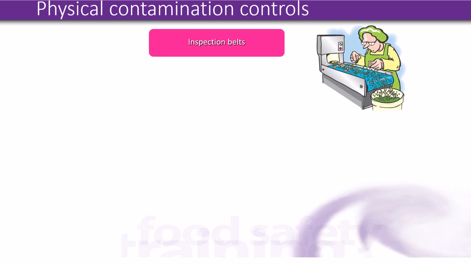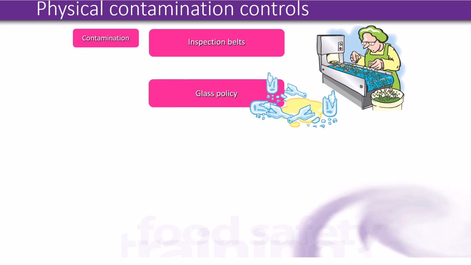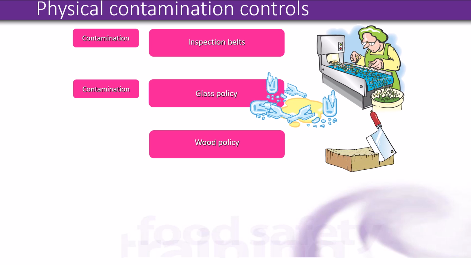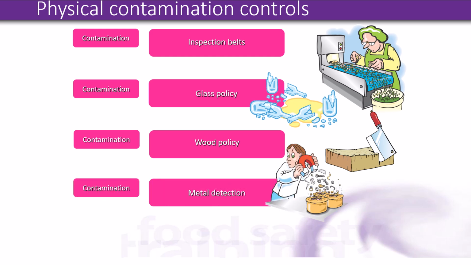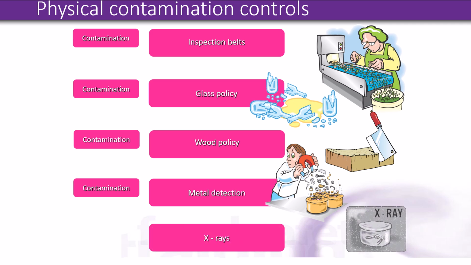Physical contamination controls: you could use inspection belts, or you could get contamination. Have a glass policy, so no glass whatsoever should be used on the premises, or you could get contamination of the glass. A no wood policy in the kitchen, on the preparation area, or you could get contamination. Metal detection: you could get contamination if you don't detect it. The use of x-rays, again, or you could get contamination. So obviously not all businesses are going to have all these contamination controls. It depends on the business, the type of food, the size of the business, etc. You just got to make sure you do everything necessary within your power to prevent physical contamination.